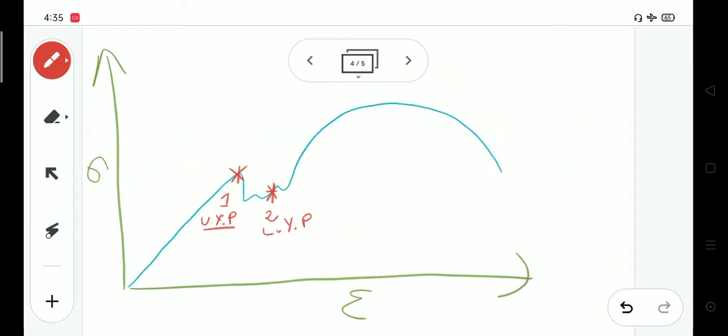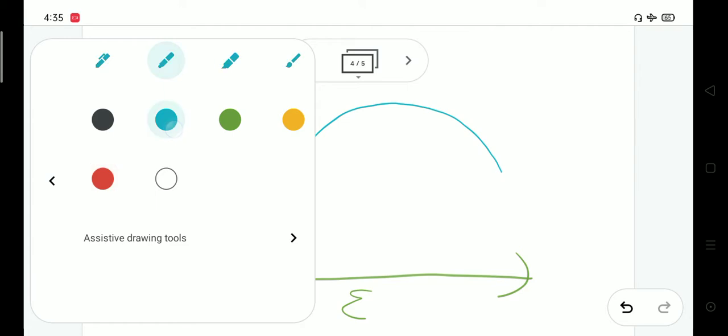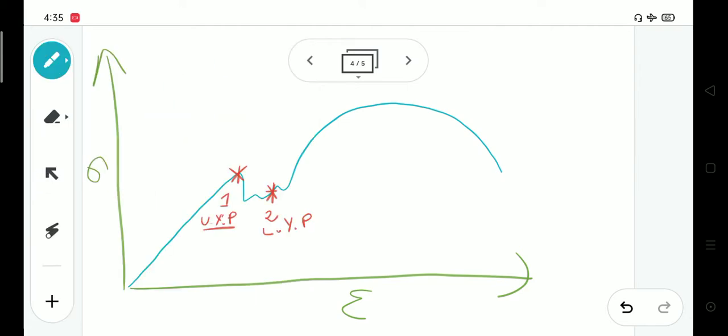Now let me brief you about this graph. This graph is valid for ductile materials. I mean the ductile property of the material, since we do not consider any material to be ideally ductile, it's not 100% foolproof.